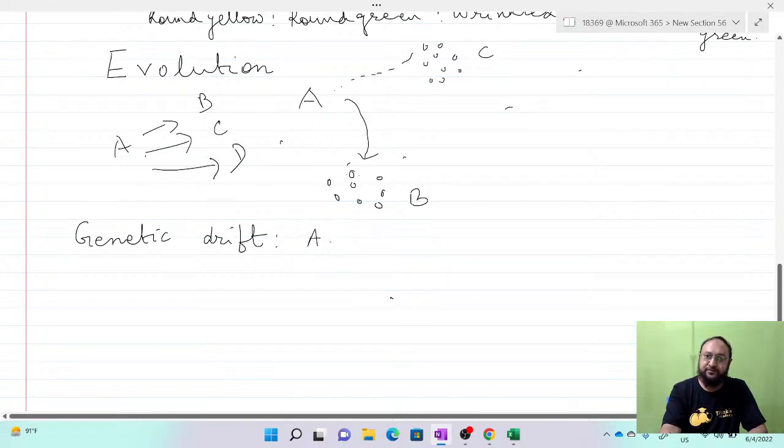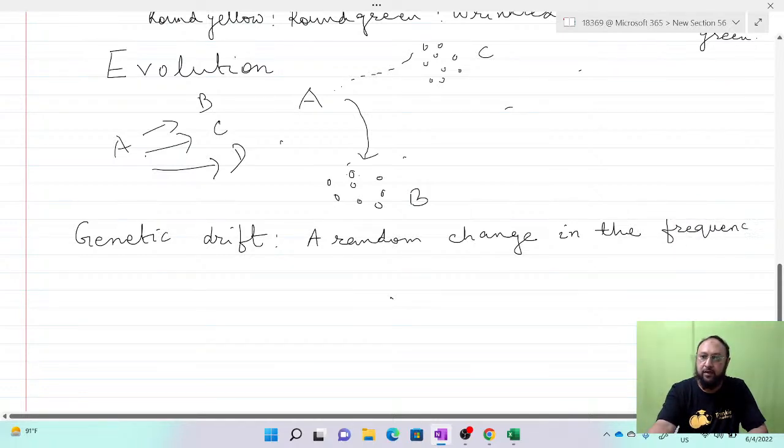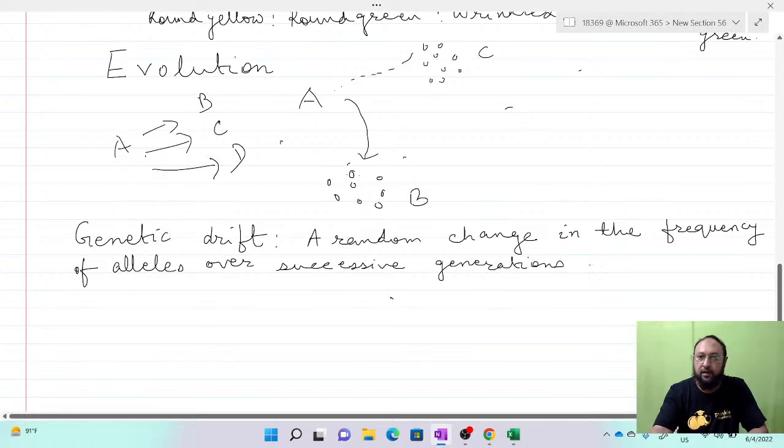So a random change in the frequency of alleles over successive generations in a population. This is the genetic drift.